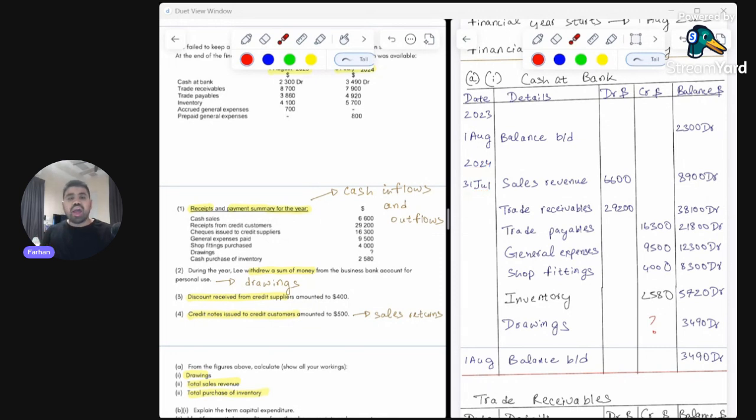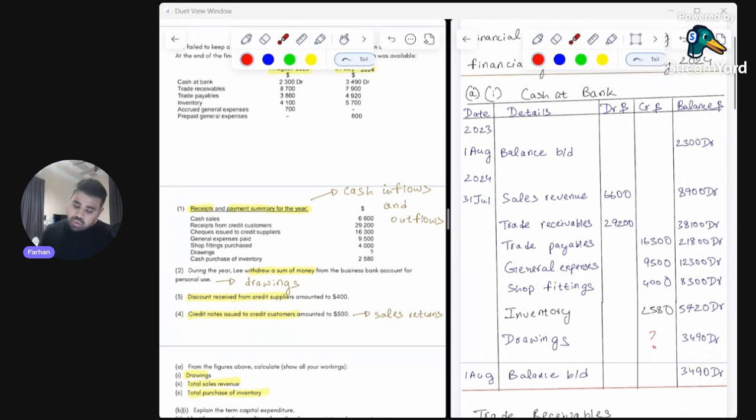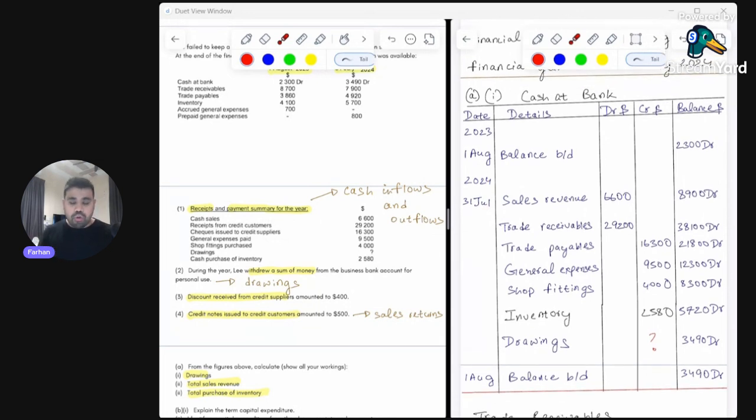So when we are making a cash sale, we are to debit the cash at bank account and we will be crediting the sales revenue account. So that is why at 31 July 2024, we are recording $6,600 on the debit side, which is also referring to the fact that balance in the bank account has gone up, and when assets go up, we debit them. And this only happened because of the cash sales we have made.